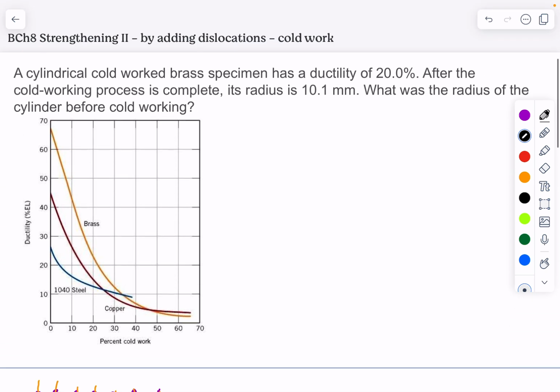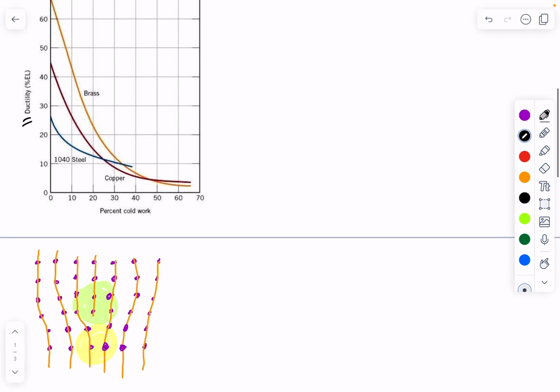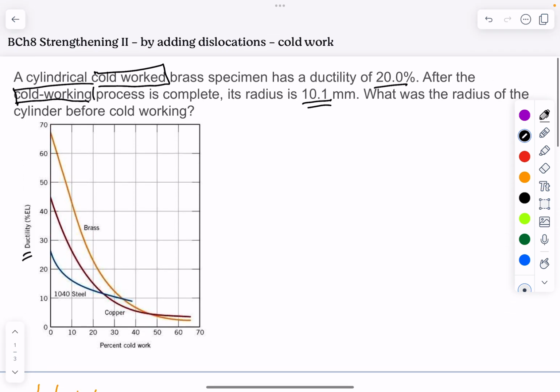This problem statement uses the word cold working, right? So we've got a cylindrical, cold worked brass specimen with a certain ductility, and we know we're going to use this graph in a moment. After the cold working process is complete, here's its radius. What was the radius before cold working? So let's talk about cold working, since it was mentioned 3 times in the problem statement.